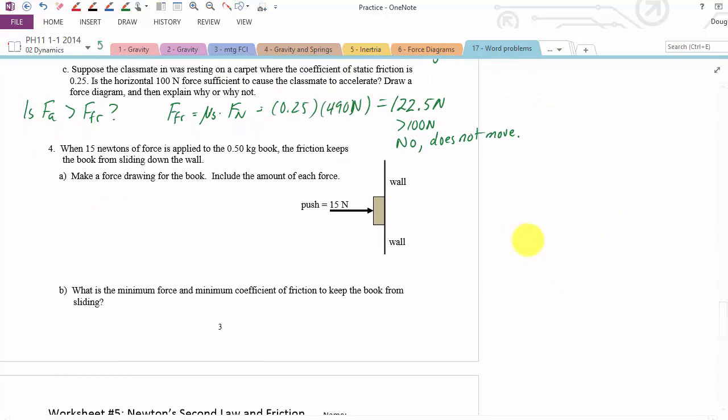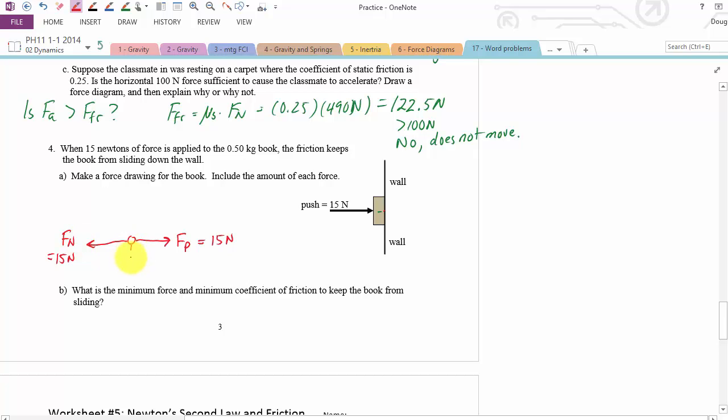All right, last question, number 4. Draw a force diagram of the block, so this guy here. There's a push force here that's equal to 15 newtons. And it's on a surface, so that means there must be a normal force acting in the other direction. It's not accelerating to the left or the right, so that means it's balanced. That has to be 15 newtons.